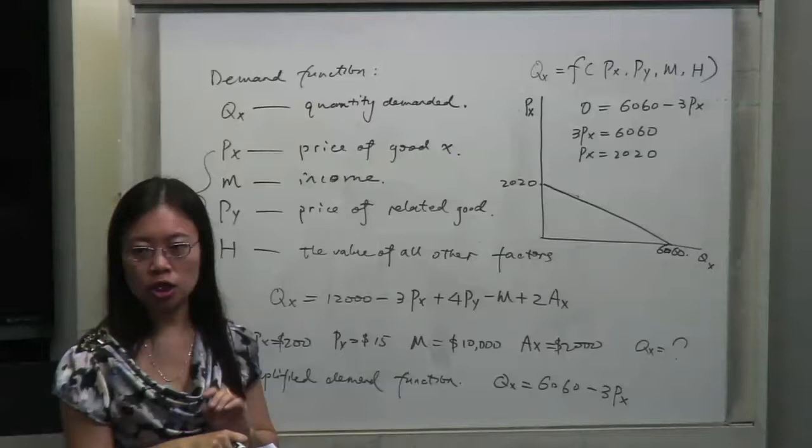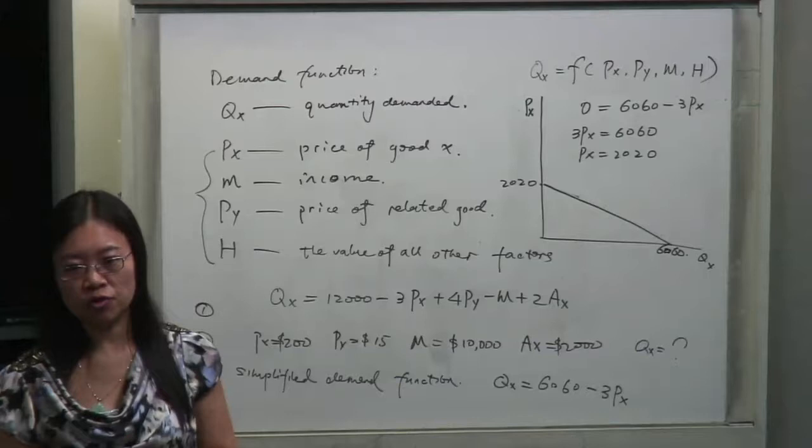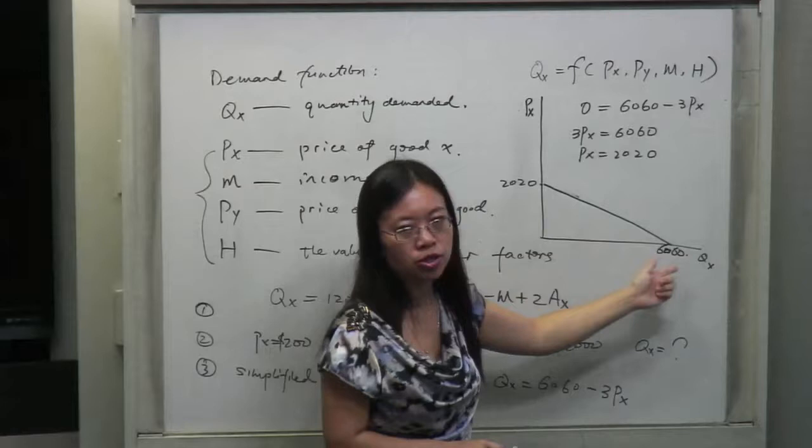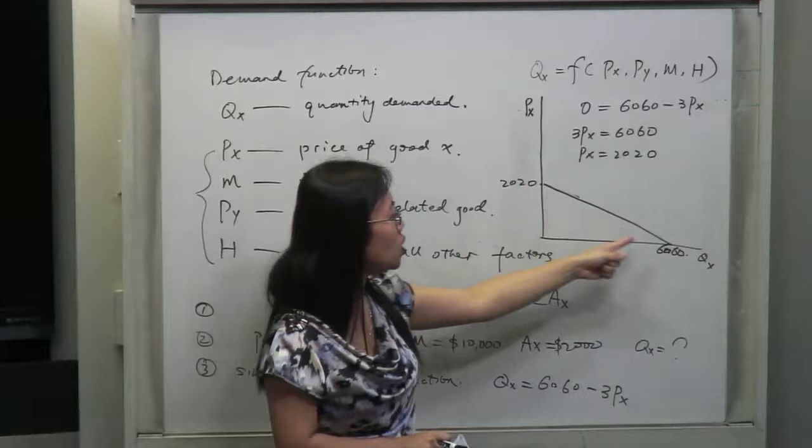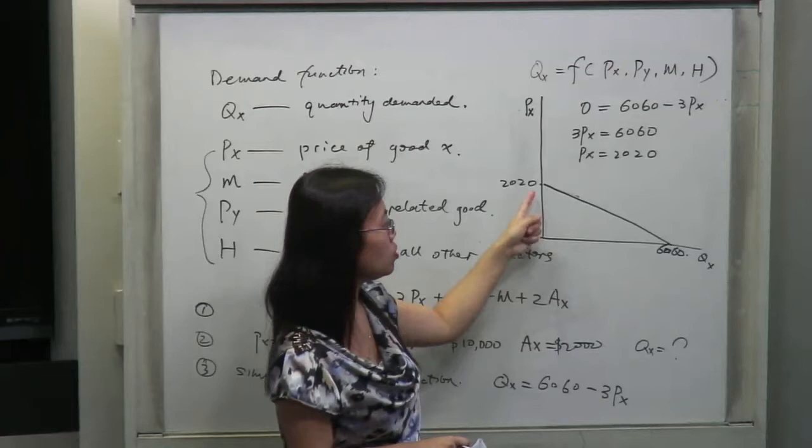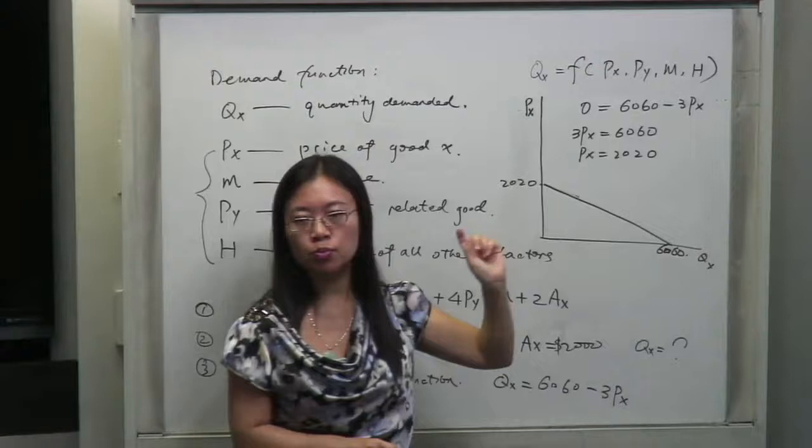Any other question here on this? To be familiar with, you need practice. That's what homework is for. So what we call this method here is the two-point method of drawing a demand curve. Two-point is this point and this point. First, you make qx equal to zero and find this value here, and then you make px equal to 0 from this point. So this is called the two-point method.